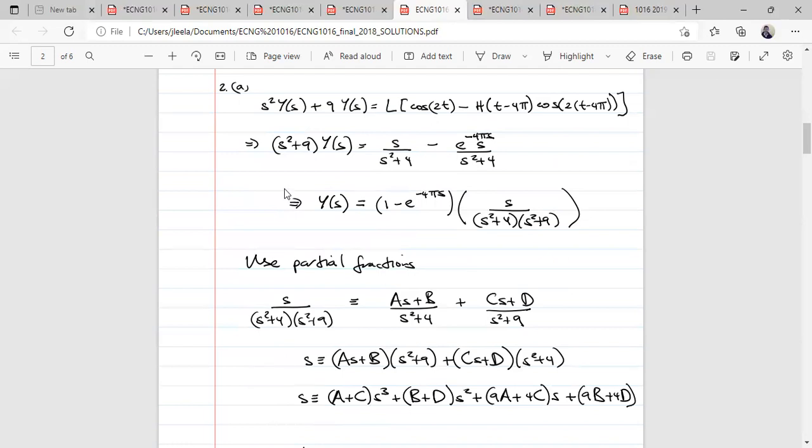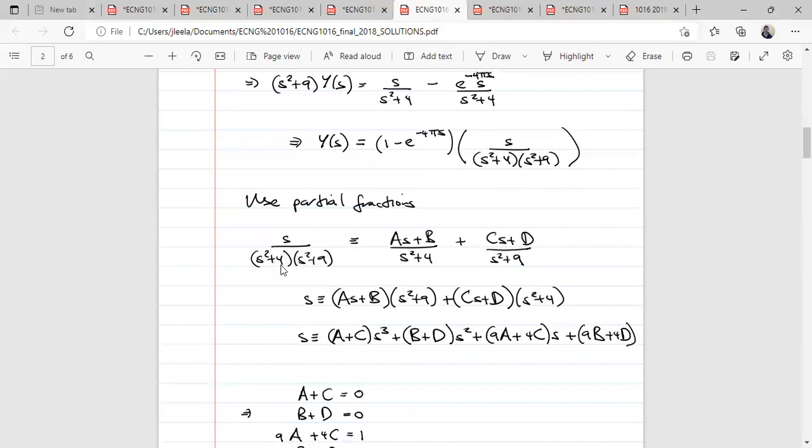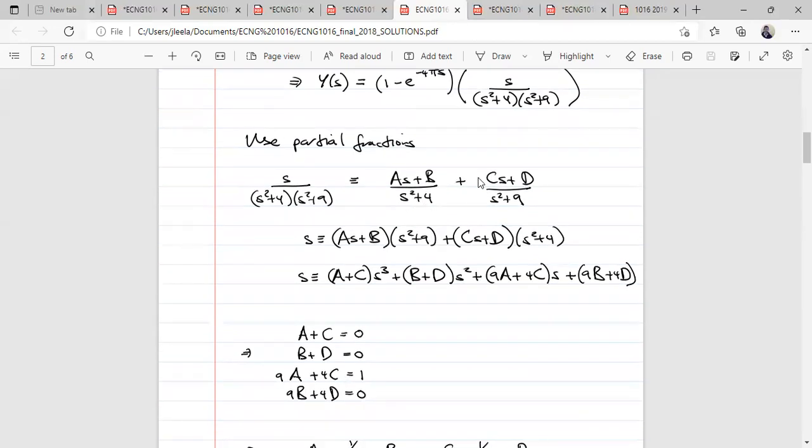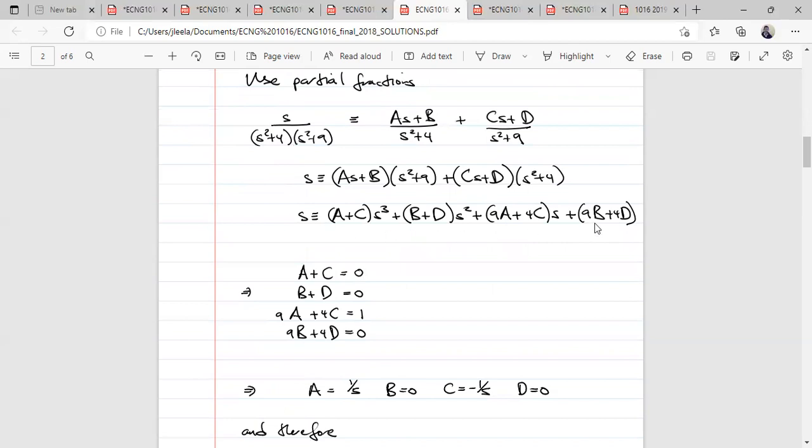And then the partial fraction of s over (s squared plus 4)(s squared plus 9), two irreducible quadratic factors, so (as plus b) over s squared plus 4 plus (cs plus d) over s squared plus 9. And then you multiply throughout by (s squared plus 4)(s squared plus 9). And you will end up with this here, (as plus b)(s squared plus 9) plus (cs plus d)(s squared plus 4). And then you group it according to coefficients: (a plus c) s cubed, (b plus d) s squared, (9a plus 4c) s, and (9b plus 4d).